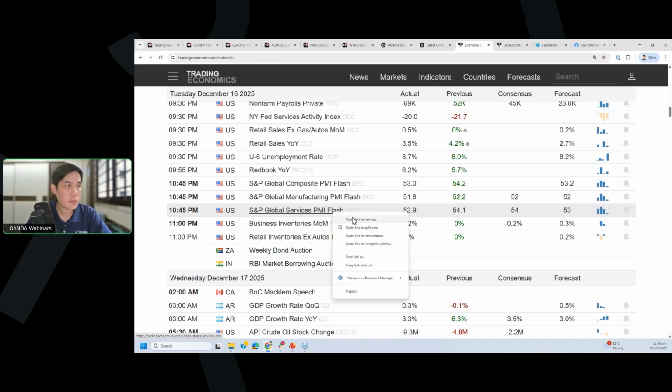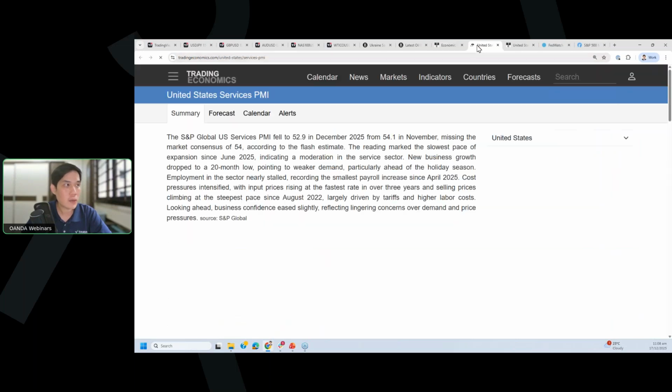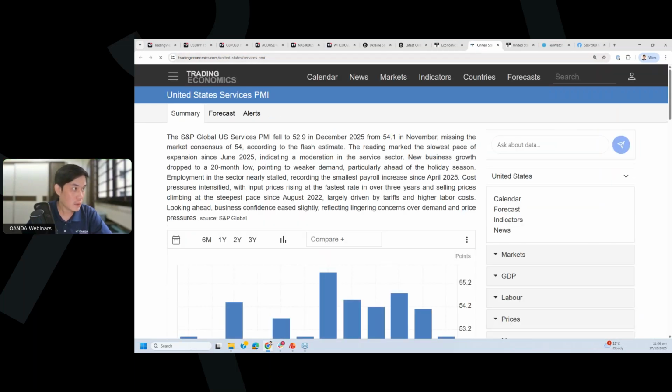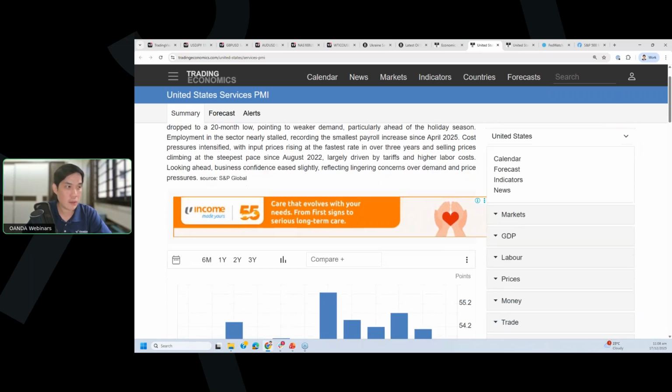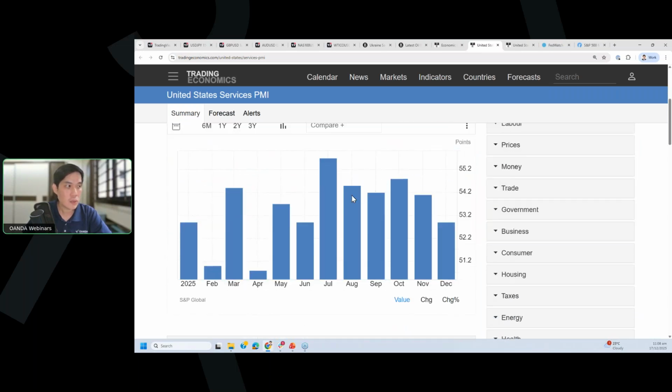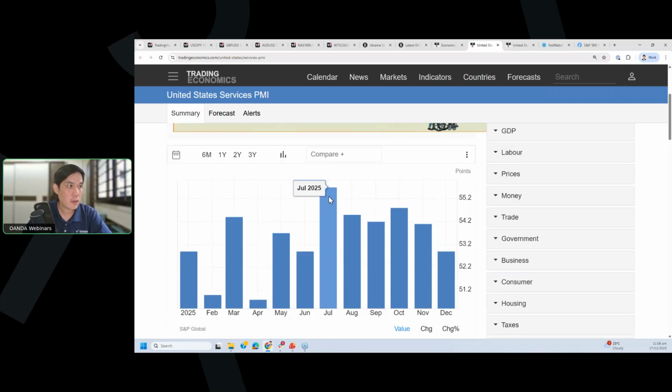52.9 is the lowest expansion rate since June 2025, so that's close to a 4-month low. I could see that since the July spike of around 55.5, the rate of expansion has started to gradually decline for the S&P Global US Services PMI preliminary figure for December.